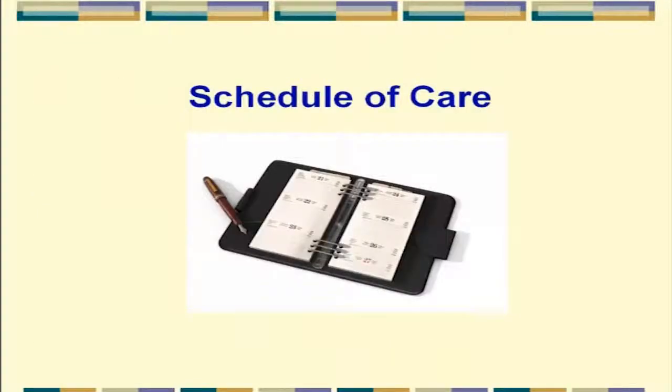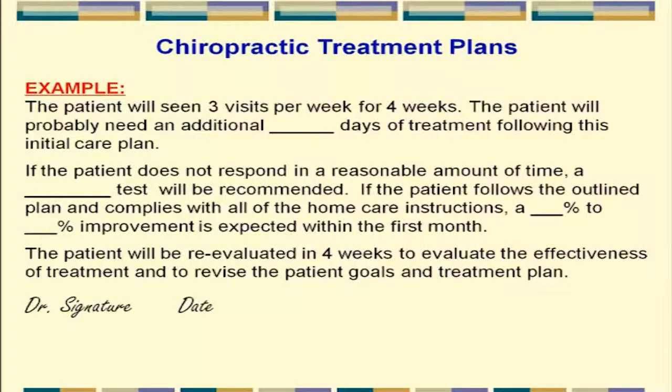Next, the schedule of care. This is pretty straightforward. This is probably the easiest one out of all of them. Schedule of care must include the frequency and duration. In this example, the patient's going to be seen 3 times per week. That's the frequency. For how long? The duration, 4 weeks. Then we're going to reevaluate. So that's the care plan.